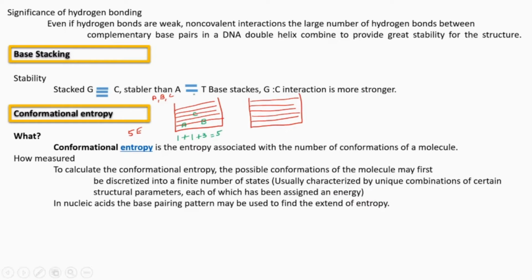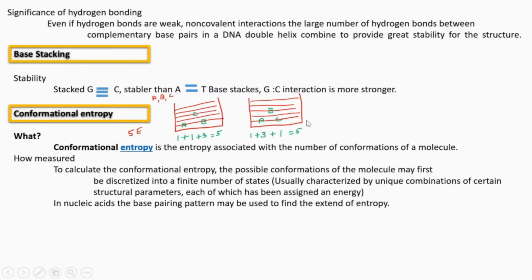Now I'm going to place the A molecule again here, but B I am going to keep in the third energy level and C in the first. Here also the energy of A is 1, B is 3 and C is again 1. Total 5.